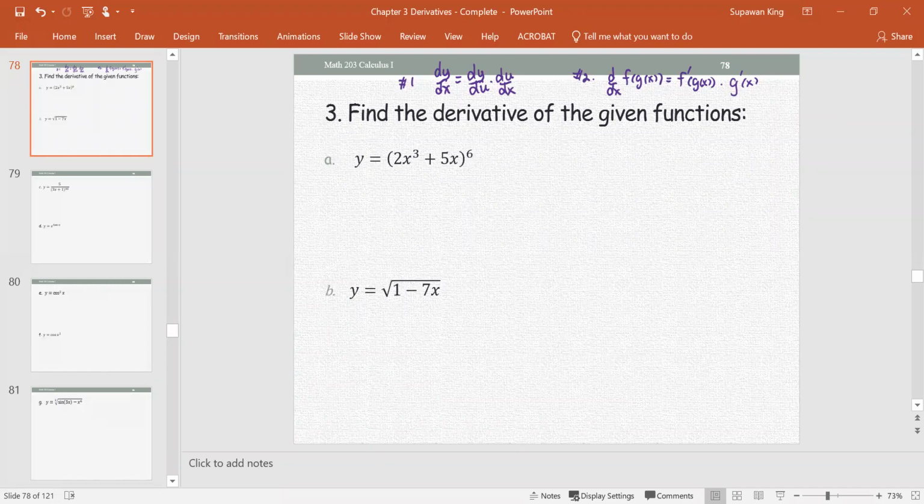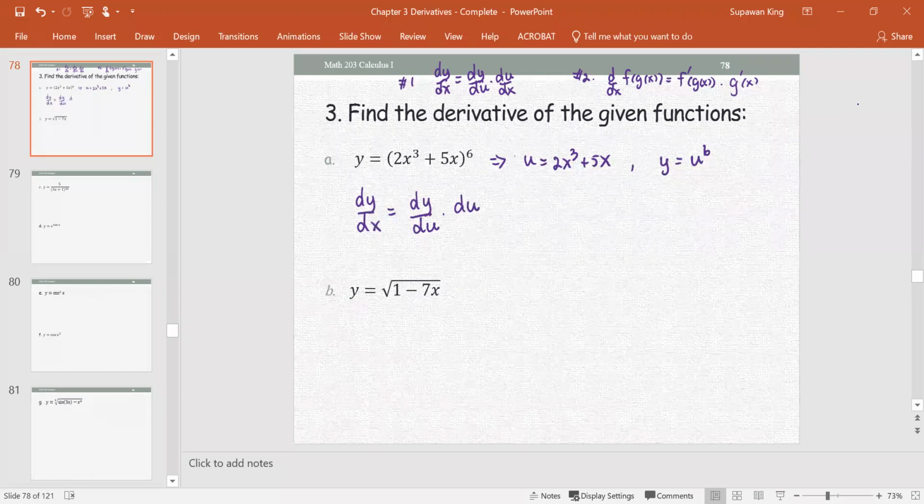For part A, we have y equals 2x to the third plus 5x, raised to the power 6. Let u be 2x to the third plus 5x. That gives us y equals u to the power 6. To find the derivative dy by dx, we use the first version, which is the product of the derivative of y with respect to u and the derivative of u with respect to x.